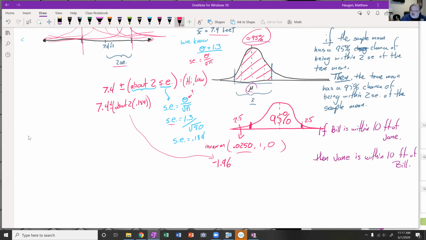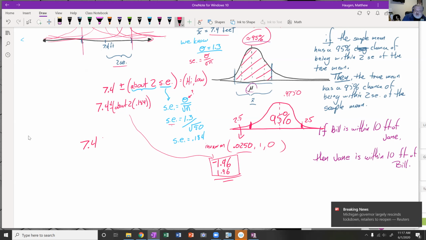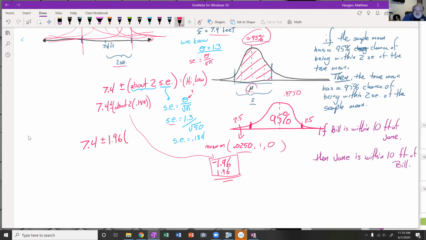If we did the same thing with the 0.9750 invert norm, we'd get 1.96. So that plus or minus about 2 standard deviations from the mean for a 95%, this is the more accurate version of that about 2. And we're wanting to get more accurate, so we're going to use that. So the 7.4 plus or minus about 2 is going to be more specific now, 1.96 standard errors, and our standard error was the 0.184.